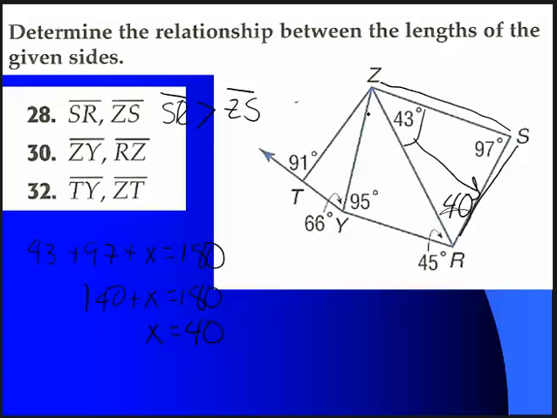Again, we're going to have to find this third angle. No, we don't. Do we need that? Y? Nope, we don't need that. Do we need to know this third angle? ZY is opposite 45. RZ is opposite 95. So ZY is going to be smaller or shorter because its opposite angle is smaller. So ZY is less than RZ.